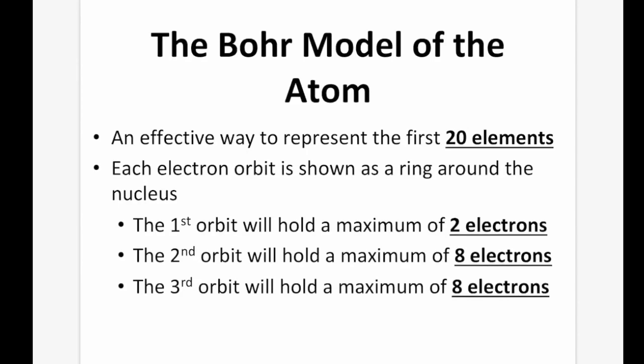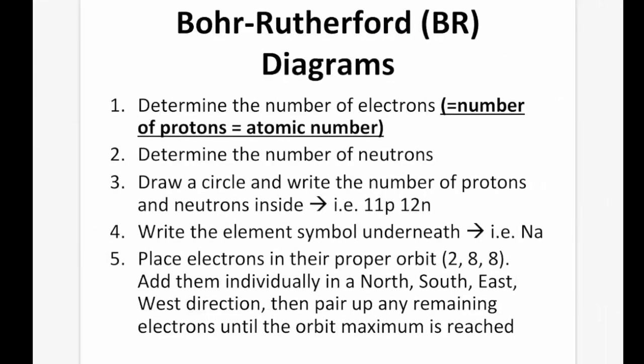The Bohr model of the atom. The Bohr model of the atom is an effective way to represent the first 20 elements. Each electron orbit is shown as a ring around the nucleus, with the first orbit having a maximum of 2 electrons, the second orbit having a maximum of 8 electrons, and the third orbit having a maximum of 8 electrons as well. Bohr-Rutherford diagrams. So how do we draw our Bohr-Rutherford diagrams?